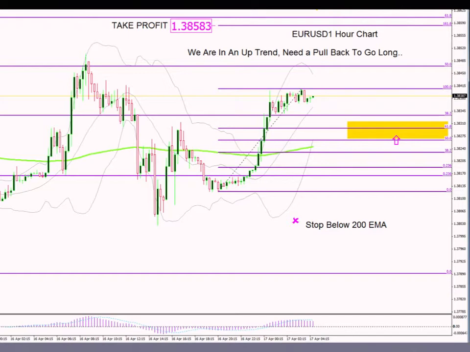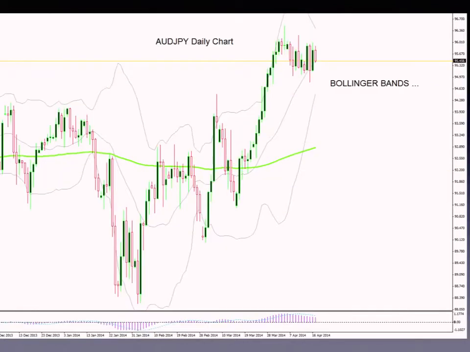Okay, let's go over to our Aussie yen, and this is the daily chart. On the daily chart, we're in a range for like the last 2 weeks of trading. We got over 10 candles in that range. Look at those Bollinger Bands. Look at how they're curled at the top. They're curled at the bottom. Very, very interesting.